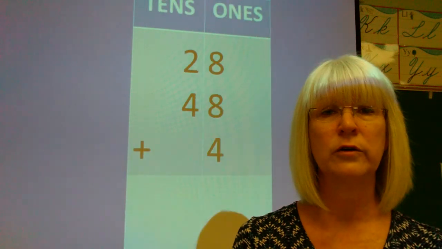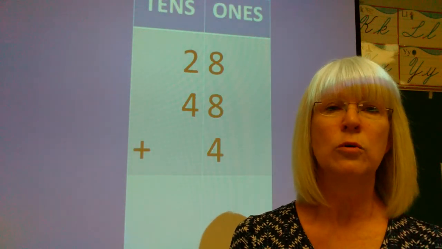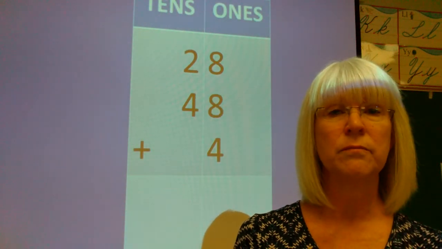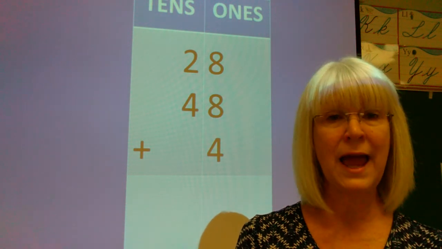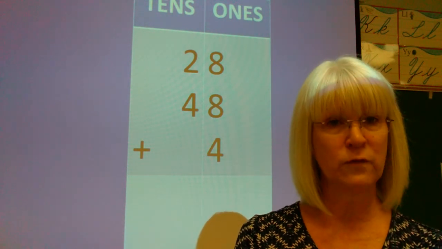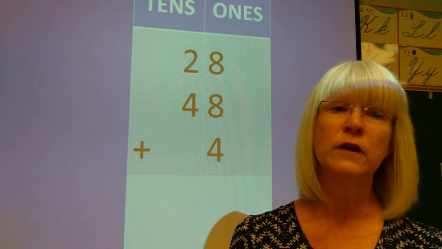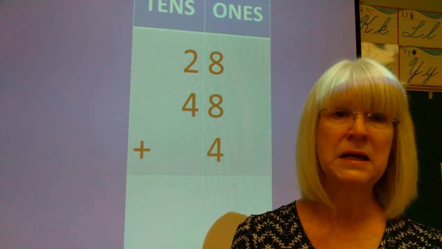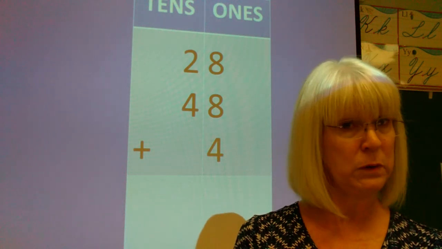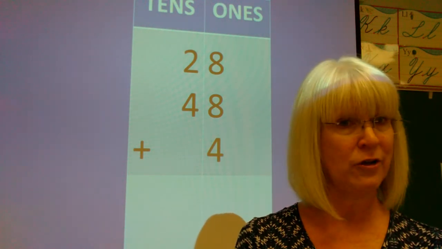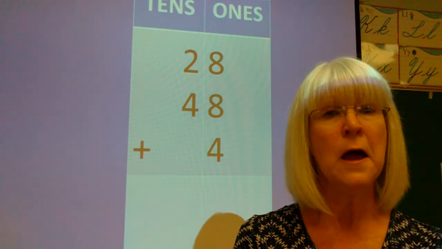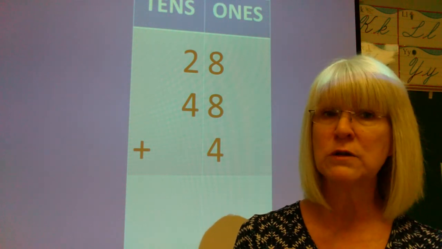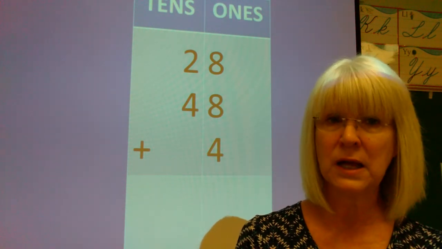I think I went too far. No, there we go. Okay, so we've got 28 plus 48 plus 4. And notice that the 4 is put in the ones place down there under the 8s because it is 4 ones. If we put it in the tens place, then that would be the value of 4 tens, which would be 40. But we just want to add 4. So it's 28 plus 48 plus 4.